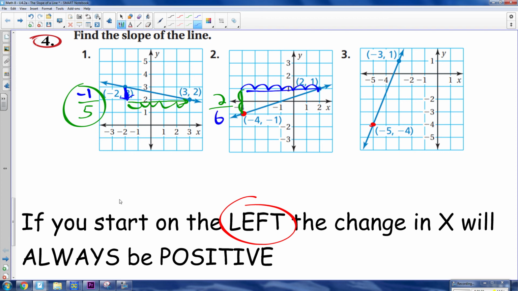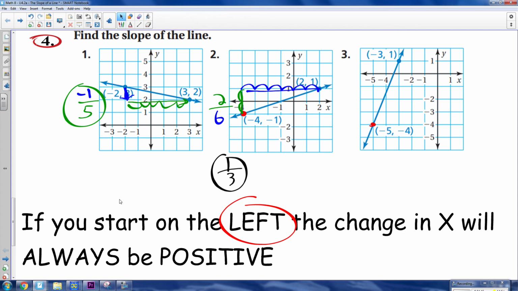Now the thing is, 2 over 6 is a fraction that can be reduced, correct? So what would 2 over 6 reduce to? Think about that for a second. 2 over 6 would reduce to, that's right, 1/3. So we'd have 1/3 for our slope in this situation, and that's good.